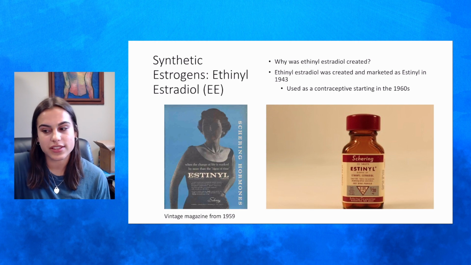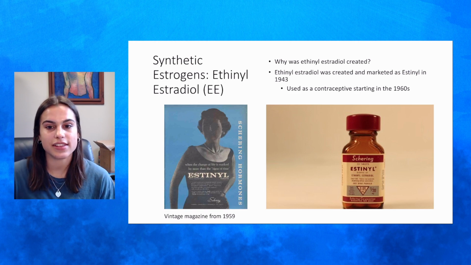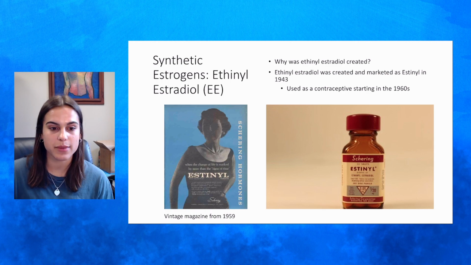So EE was developed and marketed in 1943 as Estanyl. It was first used to treat postmenopausal women, but then in about the 1960s, that's when it started to be used as a contraceptive.